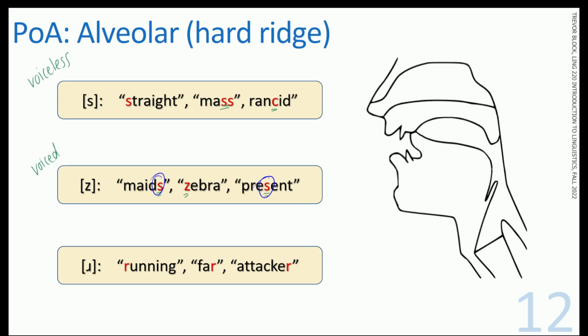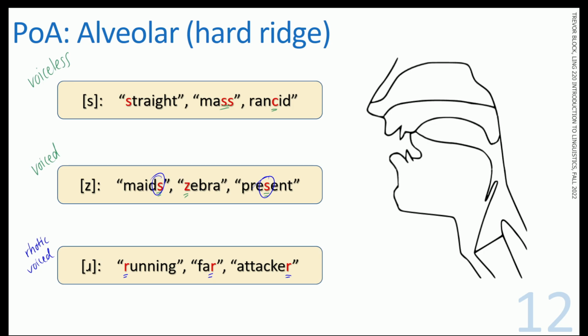This is called a rhotic sound, and this is also voiced. The word like running. So this is r, r, r. It doesn't feel like it's at the same place as T, D, S, and N, but the front of your tongue is there. It's just not touching. Far, attack. So you have some tongue bunching up at the back in this case that's making it feel a little bit further back, but it is at the alveolar ridge.